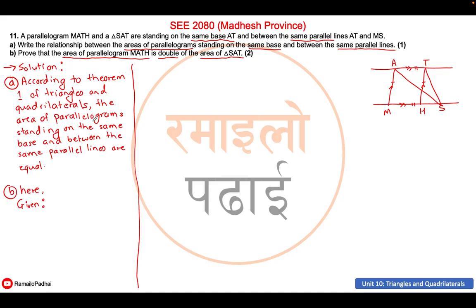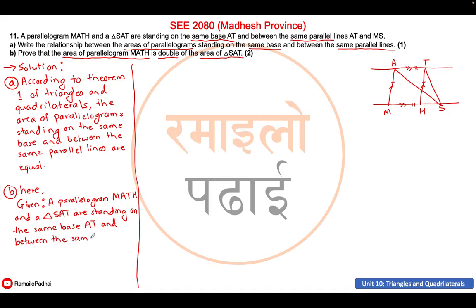The question is: given a parallelogram MATH and a triangle SAT standing on the same base AT and between the same parallel lines AT and MS. Okay, so this is what is given to us.